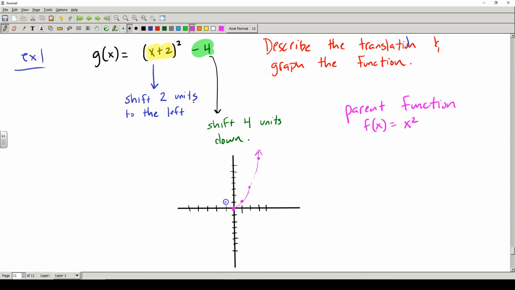Negative 1 gives me 1. Negative 2 gives me 4. Negative 3 gives me 9. And you should be able to sketch a quadratic function there. So there's the parent function.